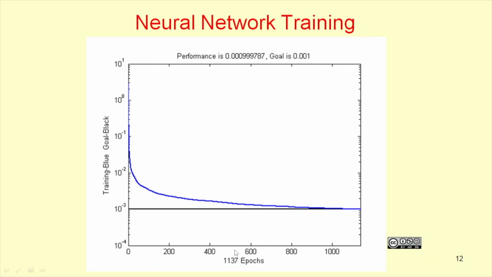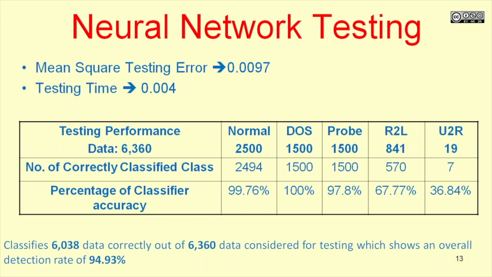So this is the performance during the network training. Testing: normally one has to report the testing results. What are the testing results? It is the classification of the data category-wise for the trained network. For the trained network, the testing error is 0.0097, which is of course a very good measure, and the testing time is 4 seconds.